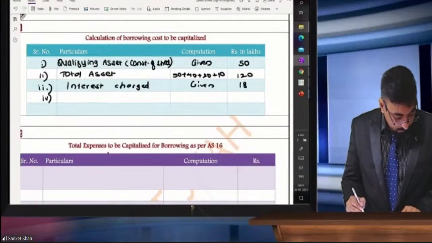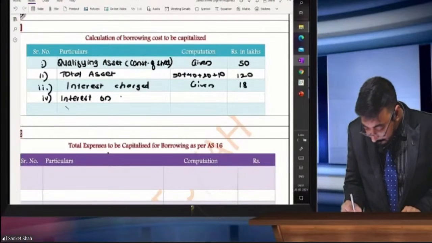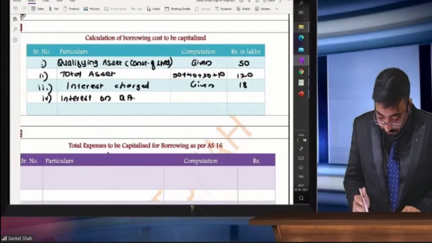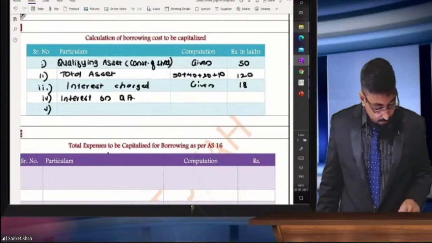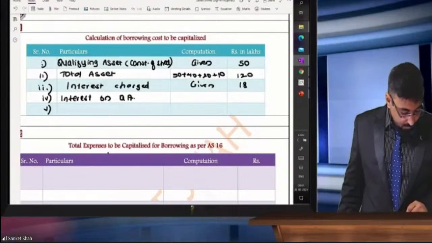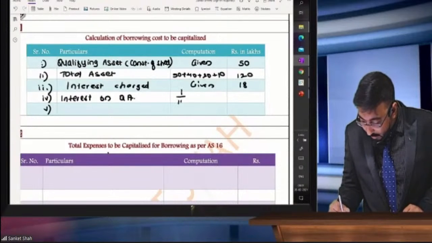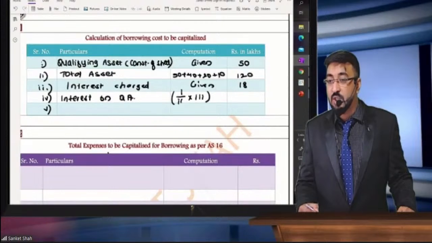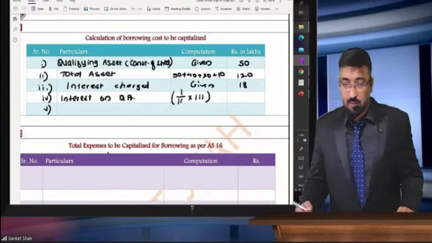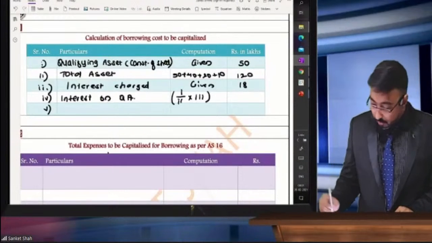Roman 4, interest on qualifying asset. So this is Roman 1 divided by Roman 2 into Roman 3. Roman 1 is 50 upon 120. So this is the proportionate share of qualifying asset in interest. So 50 upon 120 into 18 is 7.5.